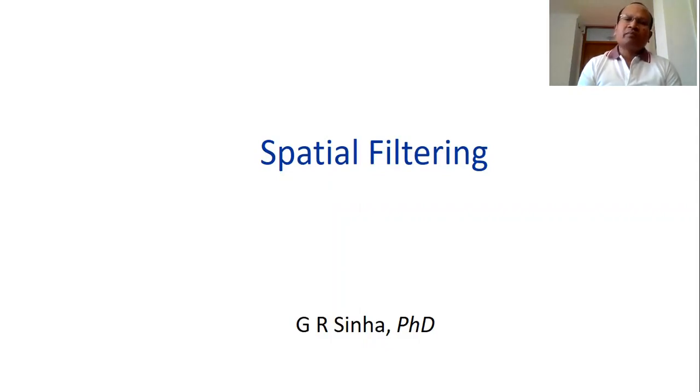Under the spatial domain, spatial filtering, intensity level transformation, contrast enhancement, and histogram equalization are all methods under which the pixel values are directly manipulated. So in continuation with that, spatial filtering is another method under that type of image enhancement.